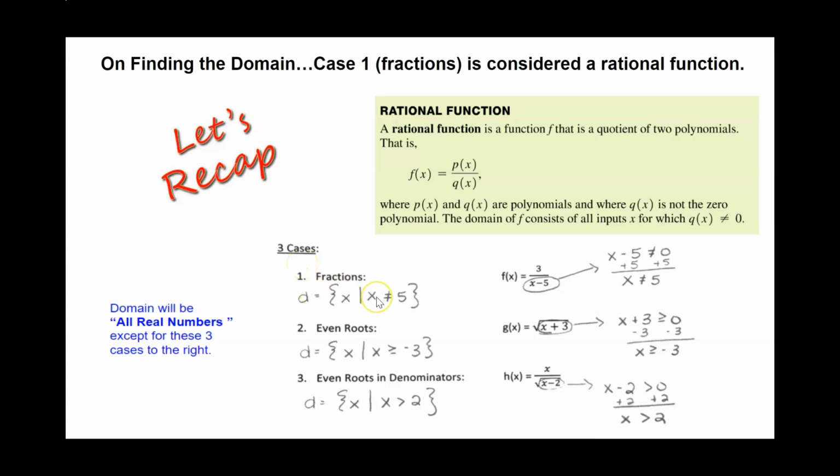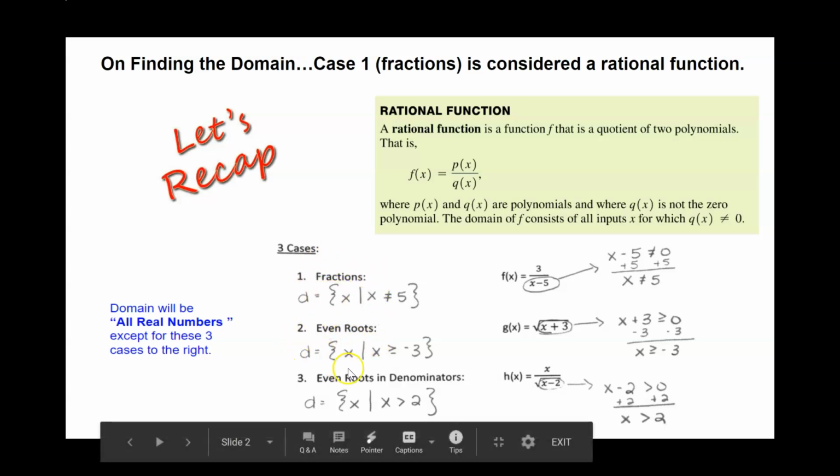Remember, the domain deals with the x values, and I previously mentioned there were three cases where the domain will show a red flag: when you see a fraction, when you see even roots, and when you see even roots within the denominator, so both together. So here's our fraction, here's the square root, and here's a fraction with the square root. If you look at a function and you don't see any of these cases, then the answer is always going to be all real numbers.